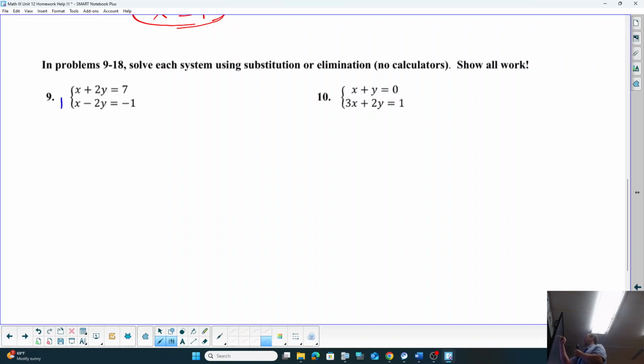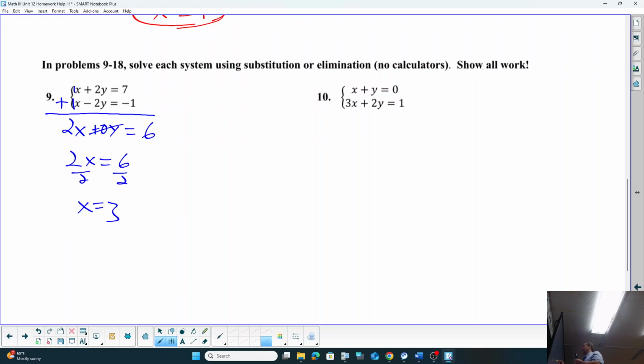We're just going to add these vertically up and down. So 1x plus 1x is 2x. Positive 2y, negative 2y is 0y. 7 with the negative 1 is 6. The 0y goes away. 2x equals 6. Divide by 2 to the other side. You get x equals 3.